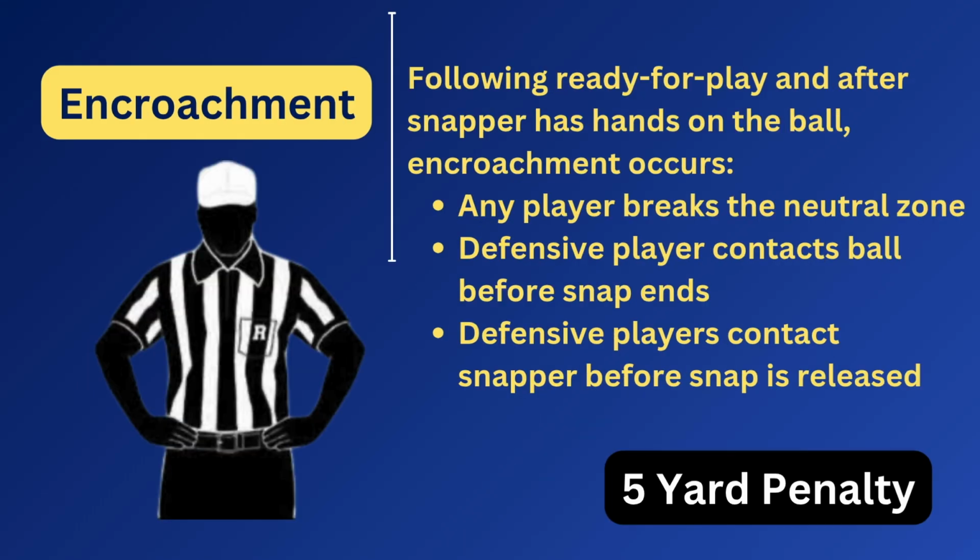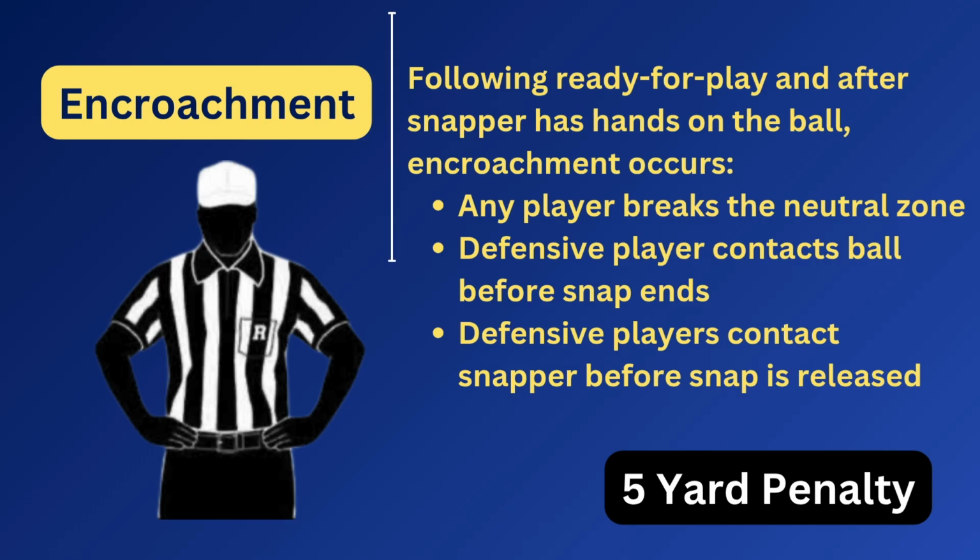Now, some common penalties that occur around the neutral zone and the snap. The first is encroachment. Following the ready for play, after the snapper has hands on the ball, encroachment occurs when any player breaks the neutral zone. If a defensive player contacts the ball before the snap ends, or defensive players contact the snapper before the snap is released. So essentially, we know we have our orange puck for the offense, our yellow puck for the defense.